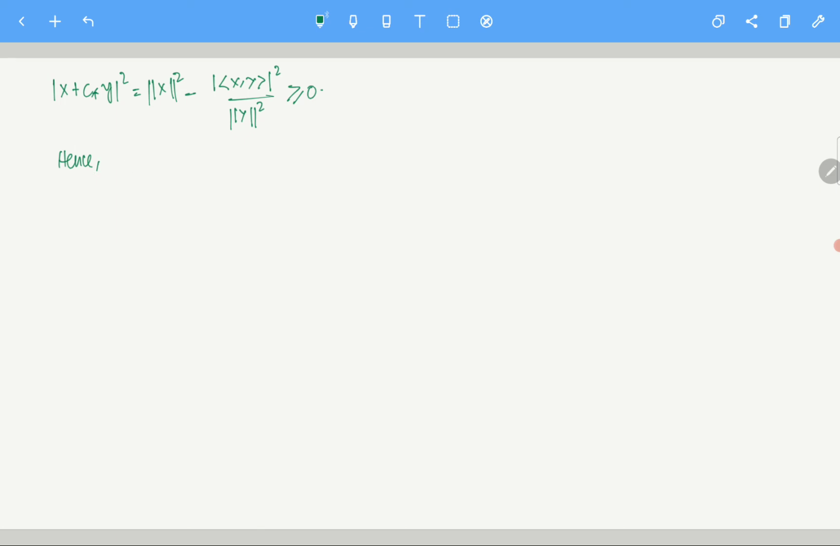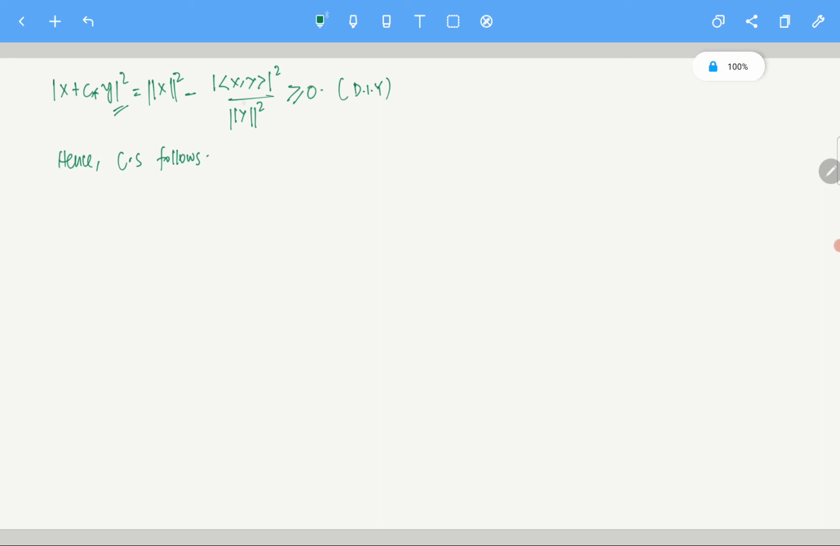Since this is greater than or equal to 0, Cauchy-Schwartz follows. Is this clear? At the minima, this square can never be negative, so this is always greater than or equal to 0. And what is the minima of this thing? If you put the value of C star here, you can calculate. This is very easy to calculate, so please calculate it yourself. DIY. It's a one line thing.